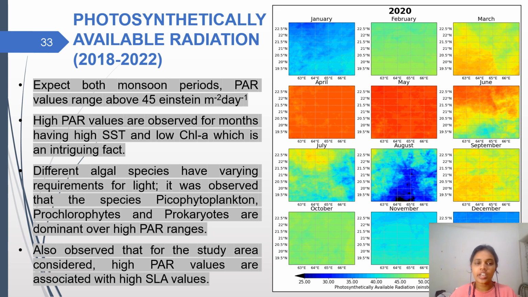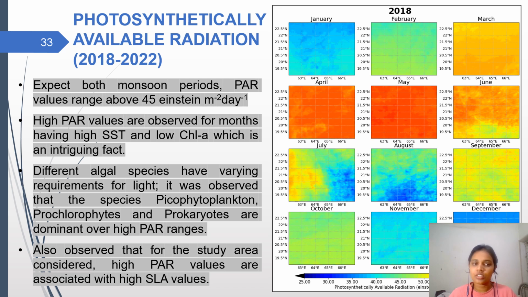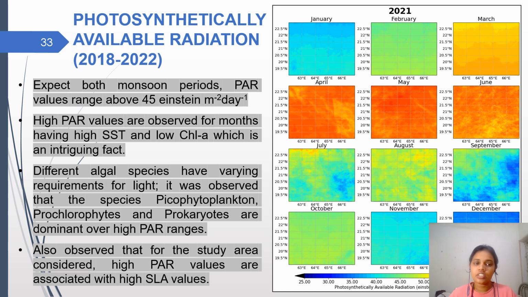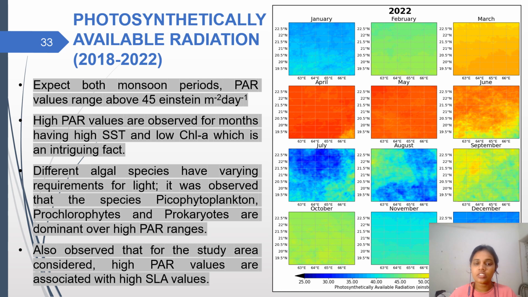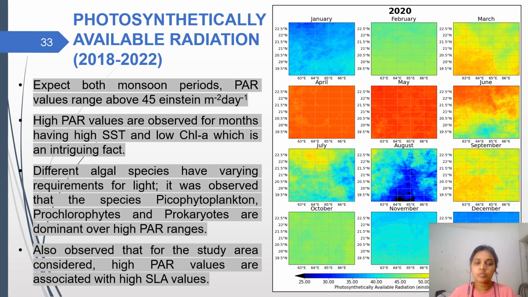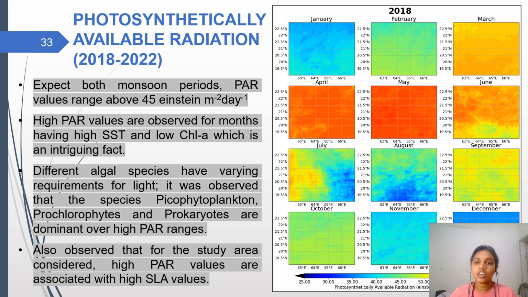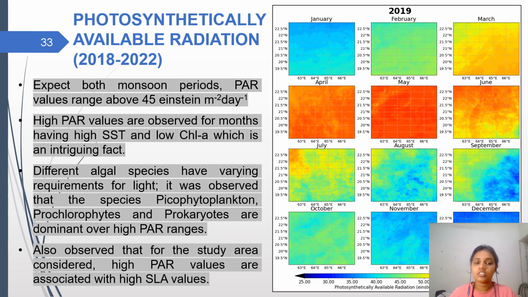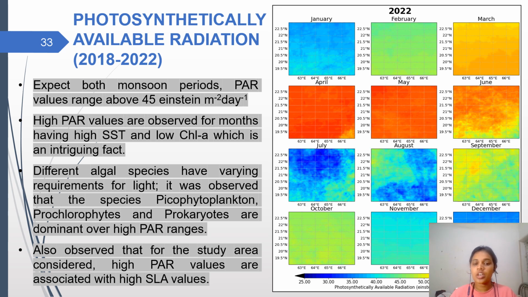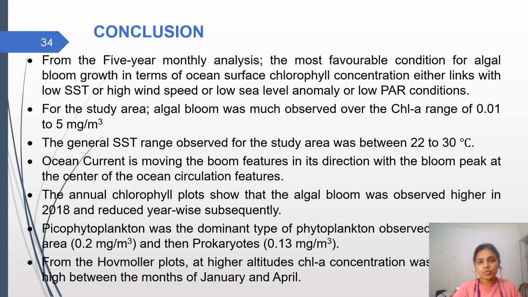And if you observe, high PAR values are observed for months which have low chlorophyll, which is a very intuitive fact. Then if we study, we will find that different algae species have different requirements of light. So for our study area, it was observed that the phytoplankton species prochlorophytes and prokaryotes show dominant features when PAR values are high. And also we observed that for the study area considered, high PAR values are associated with high SLA values. So all these were the observations of our study.